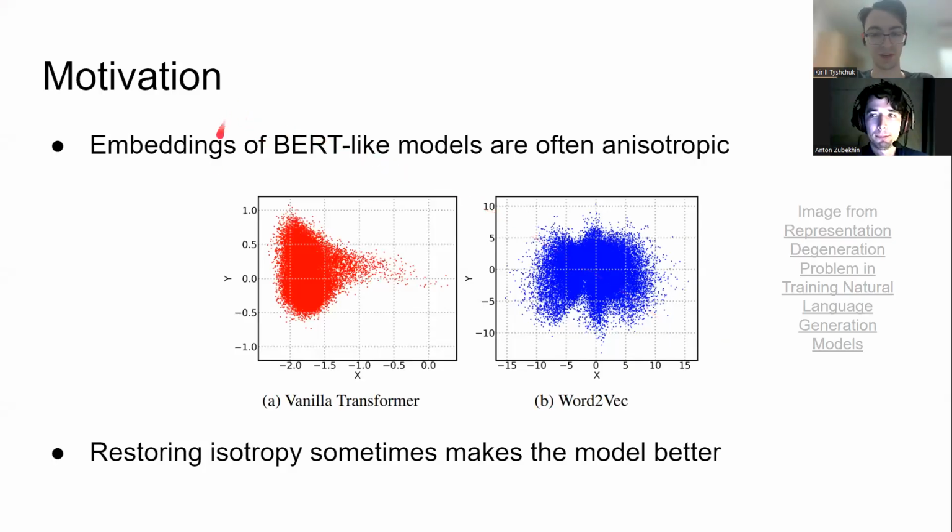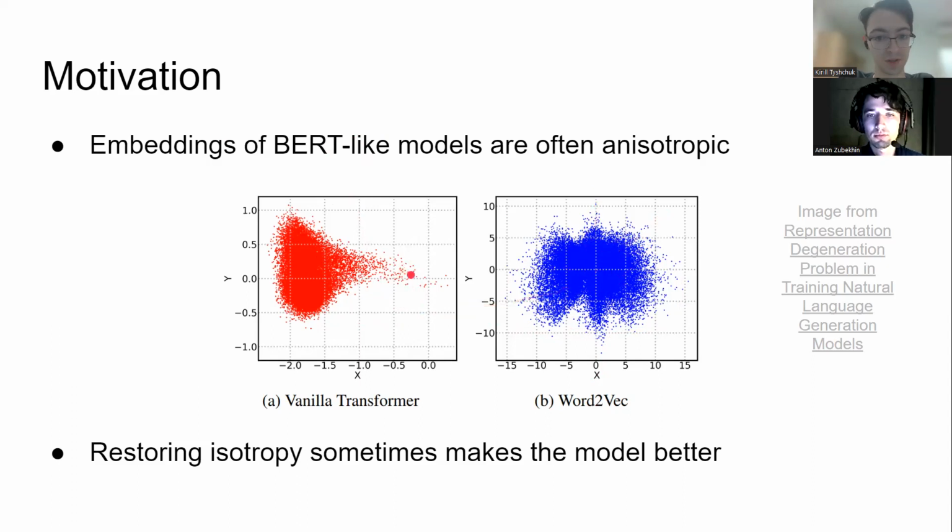So what is the motivation behind this research? The motivation is the following. Some papers told us that embeddings of models like BERT are often anisotropic. It means that they are not uniformly distributed in the space. If you look at the right picture, you can see the word2vec embeddings, and the origin is here, and the embeddings are all around the origin. So in whatever direction you look, you will see embeddings, and that means that their distribution is isotropic. Whatever direction you look at, you will see kind of the same picture.